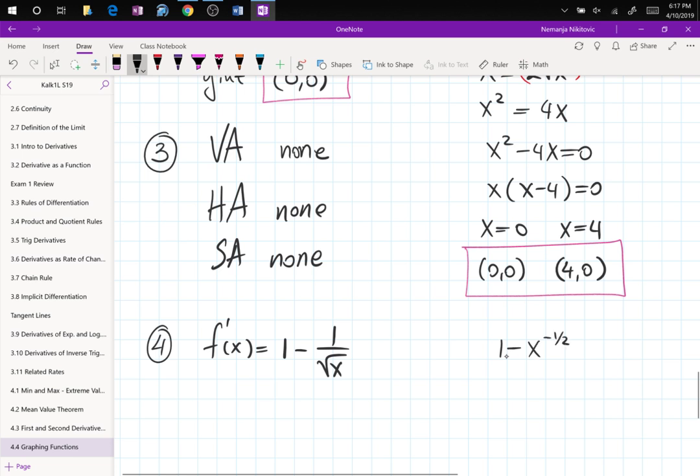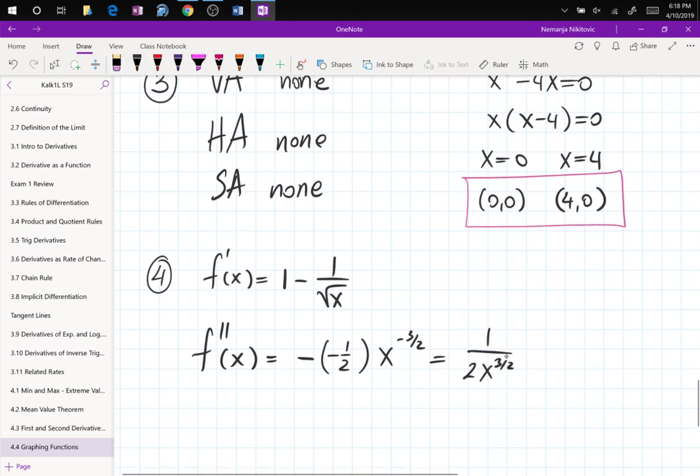Now I am going to rewrite this as 1 minus x to the negative 1/2, because I need to take a second derivative and I need that form. The derivative of 1 is 0. Then I copy the minus. The derivative of this is going to be negative 1/2 x to the negative 3/2. So this is 1 minus and minus makes a plus, over 2x to the 3/2.